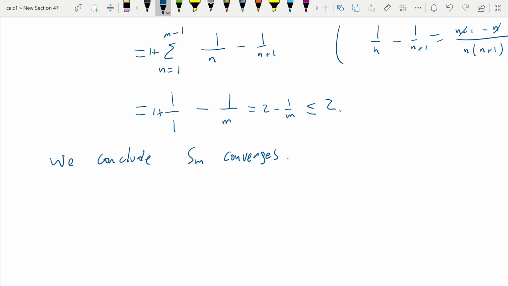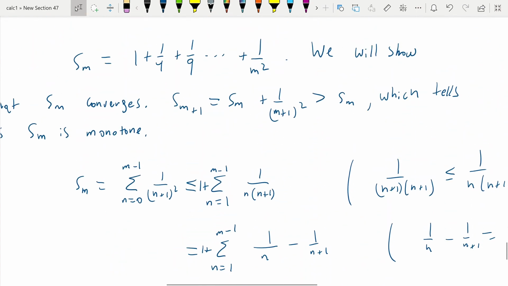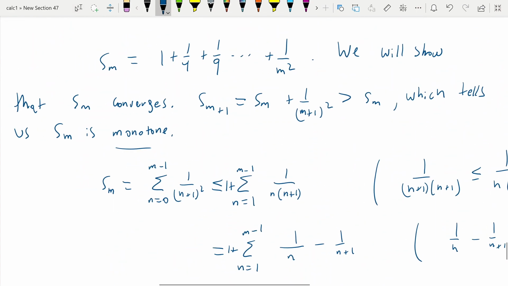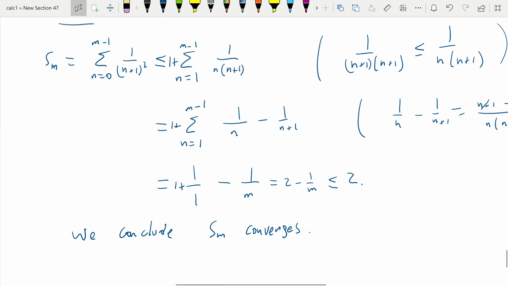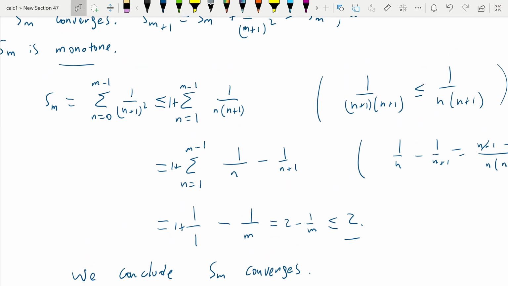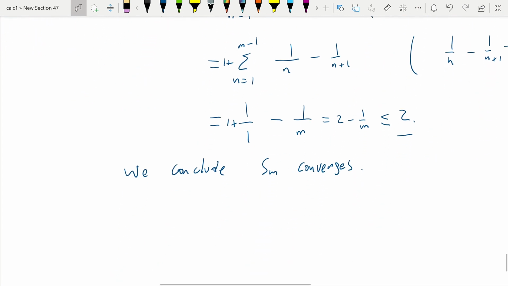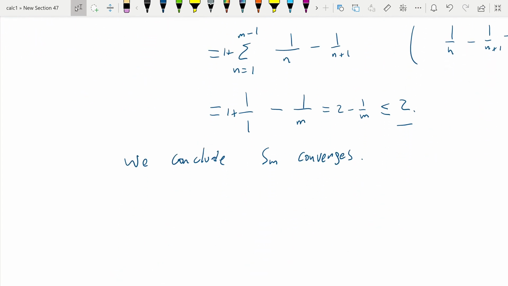Again, this just follows from the fact that Sm is monotone and that we found an upper bound. Remember that all we need is an upper bound, right, when Sm is increasing or non-decreasing. This is exactly what we did right now.